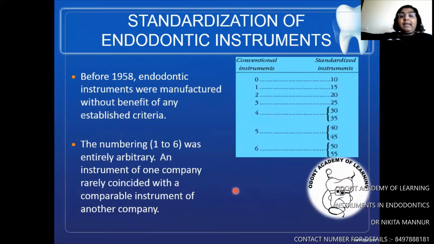Now, how do we standardize endodontic instruments? Before 1958, endodontic instruments were manufactured without any established criteria. However, now we have a standard system of naming the instruments and color coding the instruments.